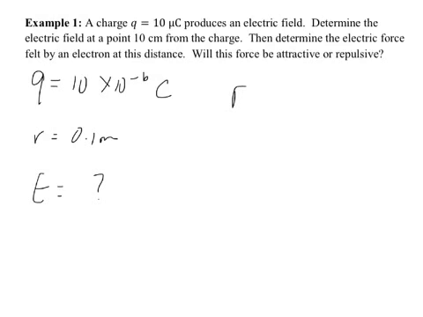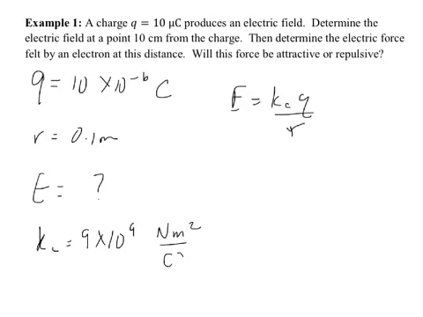So we start by saying, well, electric field, remember, is Kc Q over R. So all we need to do is plug in, remembering that Kc is 9 times 10 to the 9th newton meters squared per coulomb squared. So plugging in Kc, plugging in Q, plugging in the R, for the electric field we're going to end up getting a value of 9 times 10 to the 6th, and notice my units are newtons per coulomb.